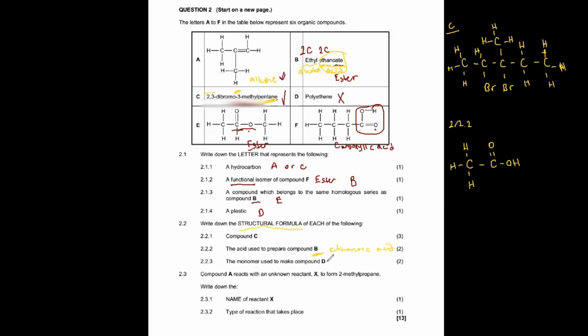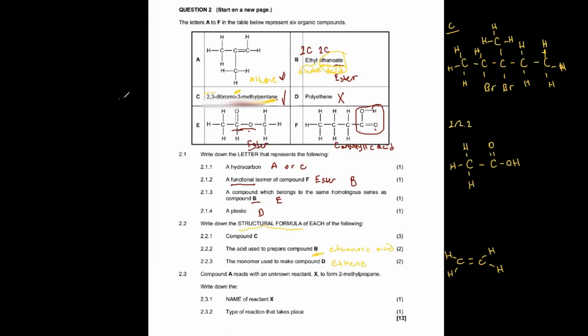The monomer used to make compound D. Compound D is a polymer, I said. You don't need to worry about these polymers, but basically it needs to be an ethene molecule. And ethene has a structure of this. But I repeat, you don't need this one. It's not in the syllabus anymore.